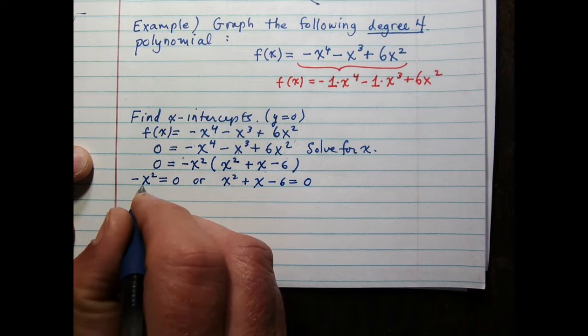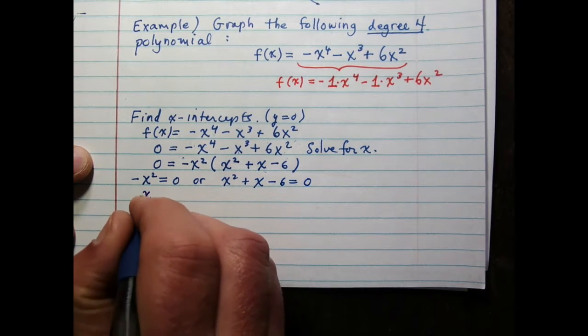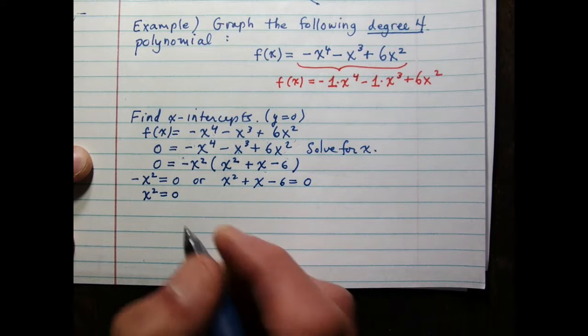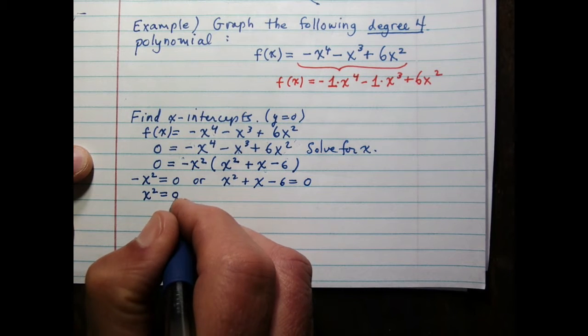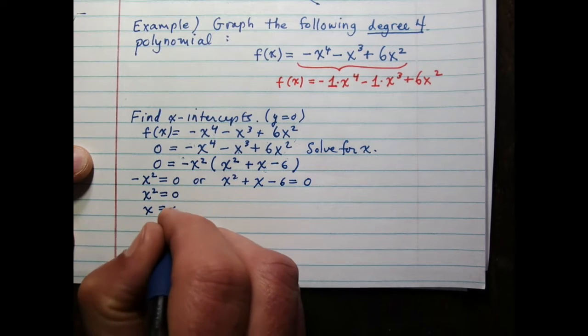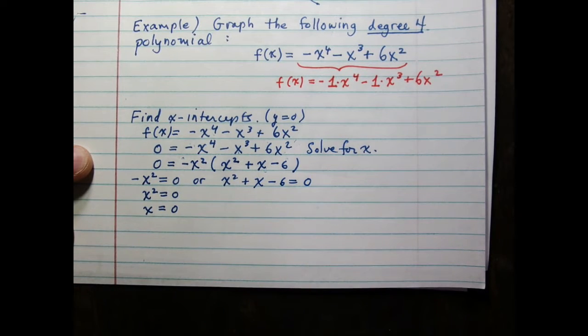Now this minus x squared equals 0, that's the same as saying I can multiply both sides by negative 1, but negative 1 times 0 is just still 0. And if x squared is 0, x is equal to 0. That's the only solution I get out of that minus x squared equals 0.